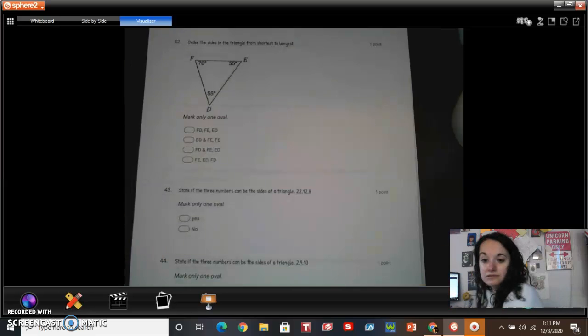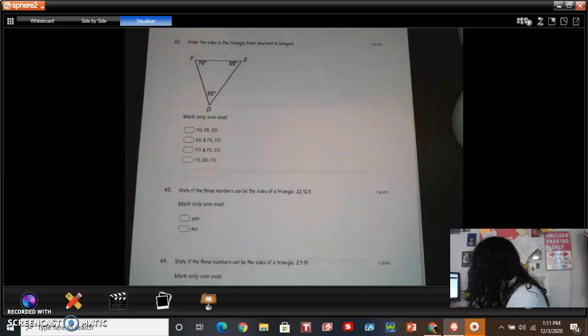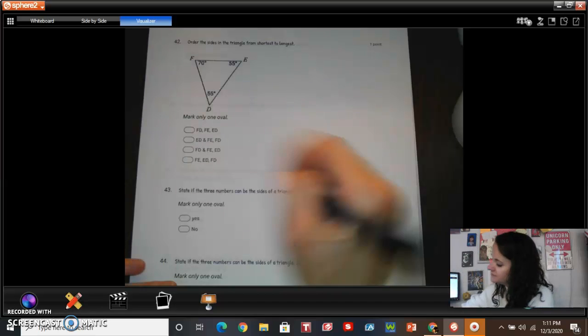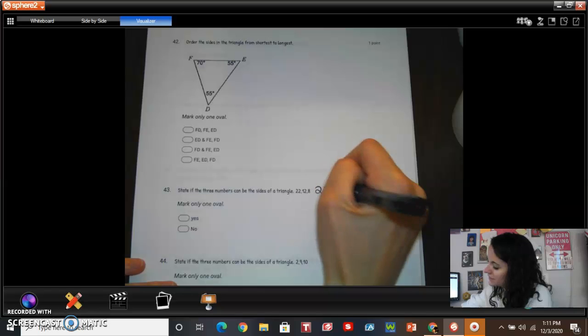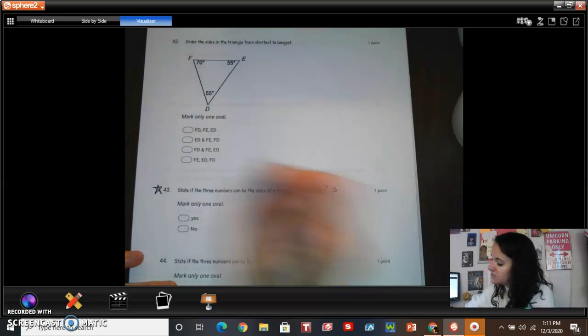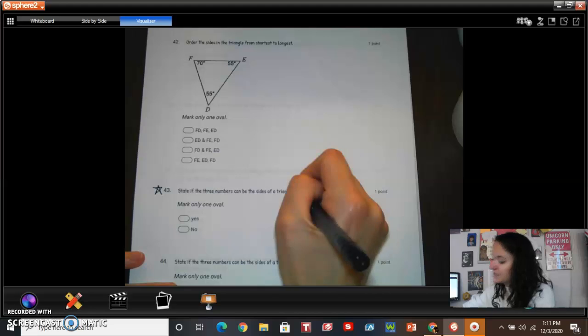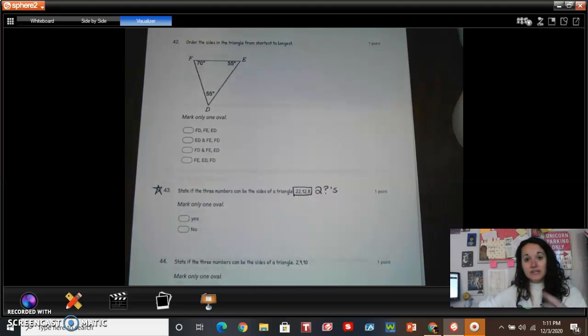Okay, you have 2 questions like these on your exam. You have to identify if it's a triangle given 3 side lengths. So remember when you're finding these, you take the 2 small ones and add them together, and they have to be greater than the largest.